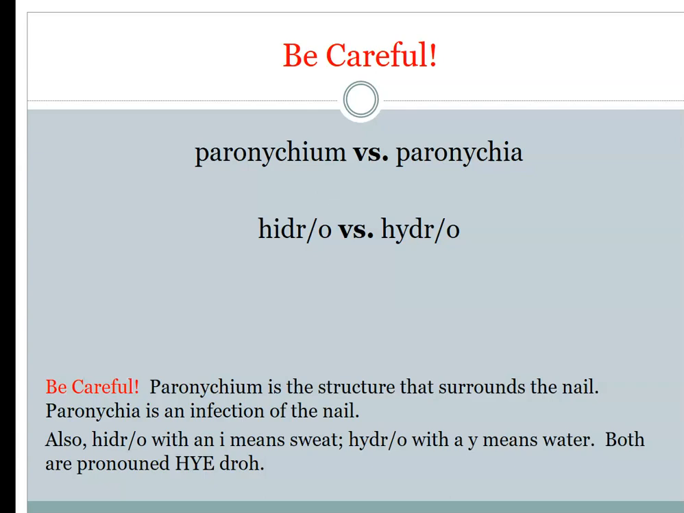Can you remember the difference between these? You've got paronychia versus parenchyma, and hidro versus hydro. The paronychia is the structure that surrounds the nail, or the paronychia is an infection of the nail. Also, hidro with an I means sweat, and hydro with the Y means water. Both are pronounced hydro.